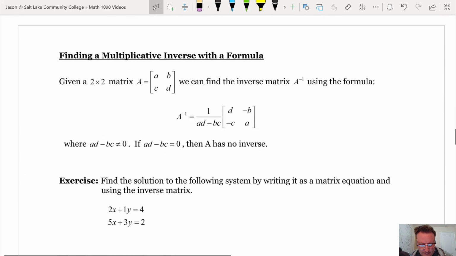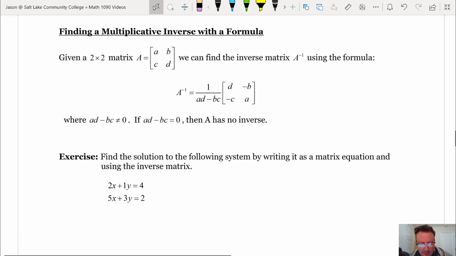Okay, moving along. Here's another way to find the inverse of a matrix when you have a 2 by 2 matrix. Unfortunately, this only works in the 2 by 2 case.